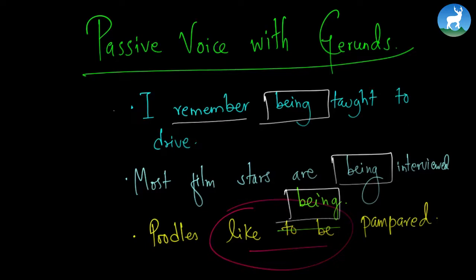And the thing is, you can convert each of these sentences into infinitive. I remember being taught to drive. I remember I was taught to drive. Most film stars are being interviewed. Most film stars are to be interviewed. You can say something like that. Poodles like to be pampered. Poodles like being pampered. Right?